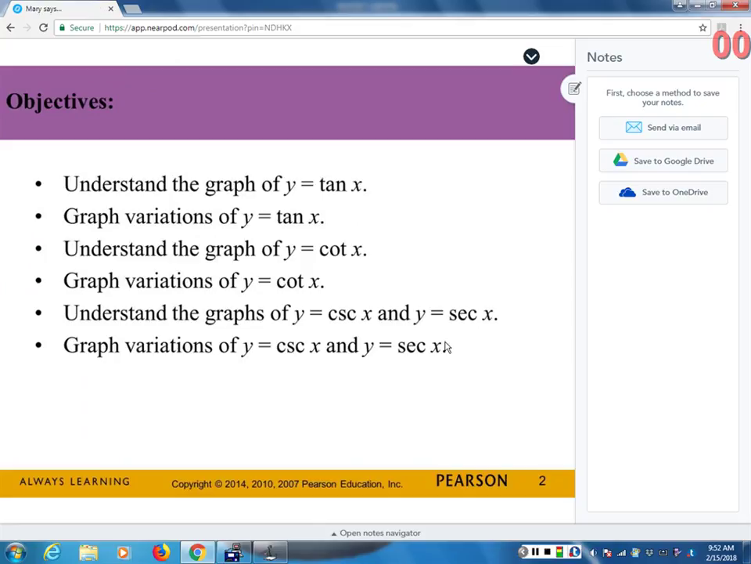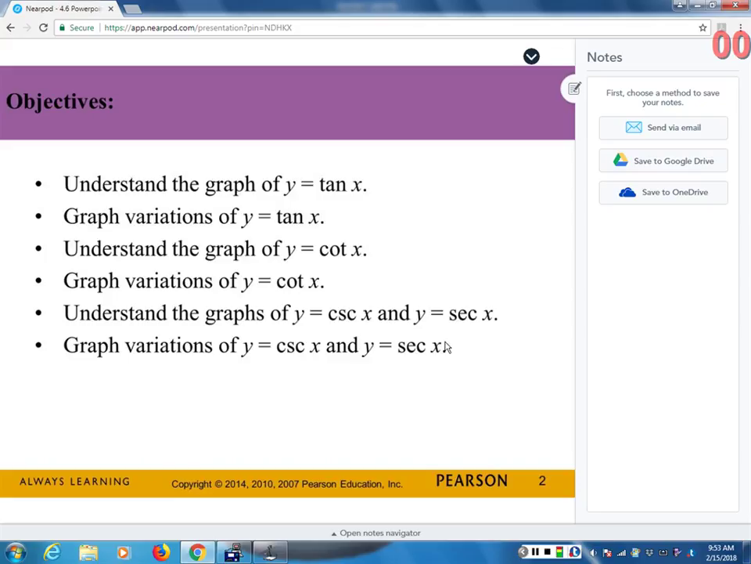Okay, so we're going to learn about the graph of tangent, y equals tangent x, and we're going to graph variations of y equals tangent x, and cotangent, y equals cotangent x, and then cosecant, secant, and variations of those.